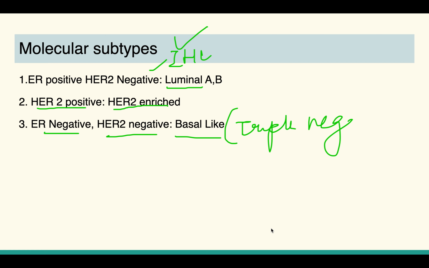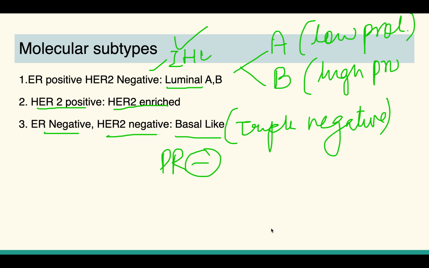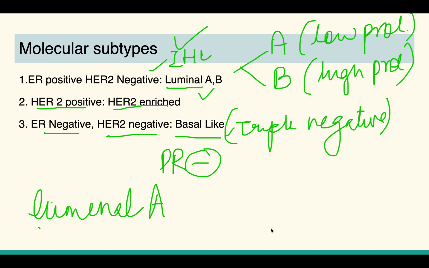Why is it known as triple negative? Because there is one more marker which is done, which is PR. If that is also negative, then it is known as triple negative. Luminal is further divided into A and B. A is known as low proliferation and B is known as high proliferation. This depends upon proliferation of the cells. The rest of these are also high proliferation only. Only one is low proliferation, and that is good because this is the most common type.